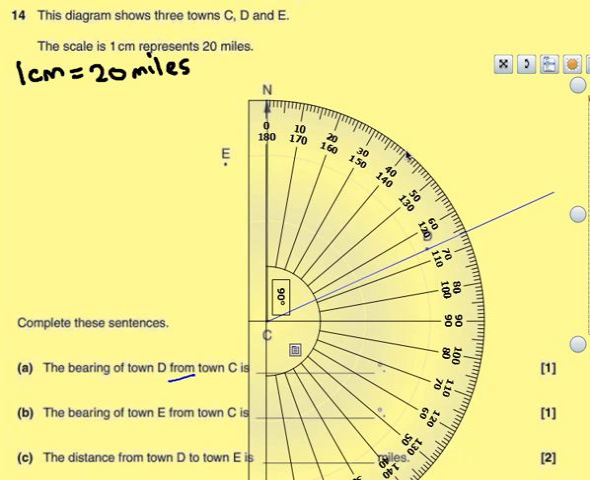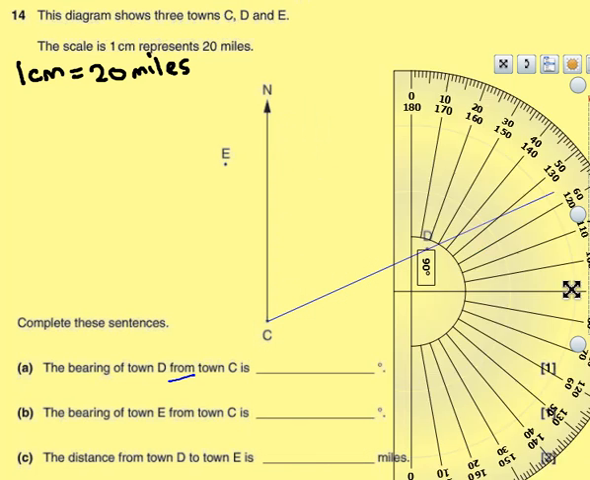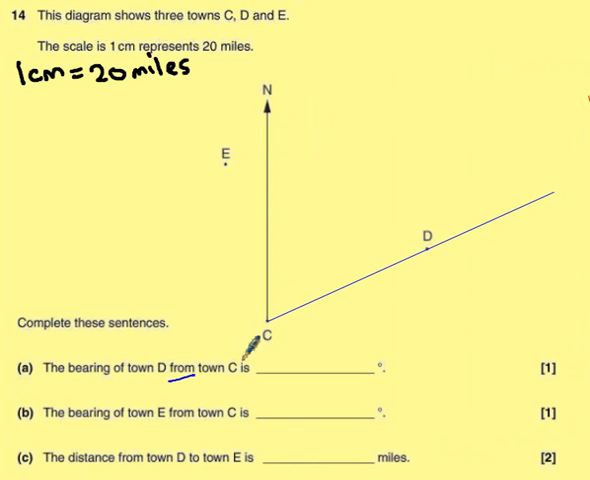10, 20, 30, 40, 50, 60, 65, 66 degrees. So the angle from north line round to the line that goes through D from C is 66 degrees. So the bearing of town D from town C is 66 degrees, and remember with bearings, three-figure bearings, we need to have a 0 in front of it. Okay, that's because this angle in here from the north line is 66 degrees.